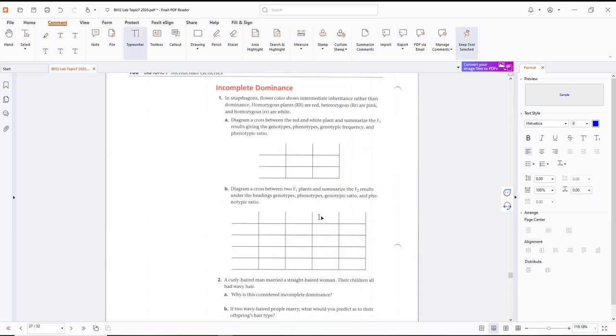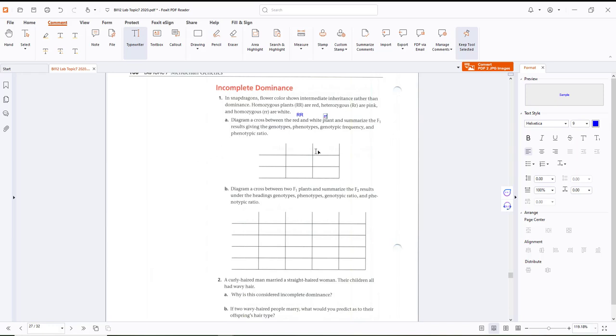All right. Incomplete dominance. So remember, with incomplete dominance, we're blending the heterozygotes. So that means that it says right here that in snapdragons, flower color shows intermediate inheritance rather than dominance. So homozygous plants, big R, are red. Heterozygous, big R, little r, are pink. And homozygous, little r, are white. So diagram a cross between a red and white, and summarize the F1 generation. Give the genotypes, phenotypes, and genotypic frequency and phenotypic ratio.